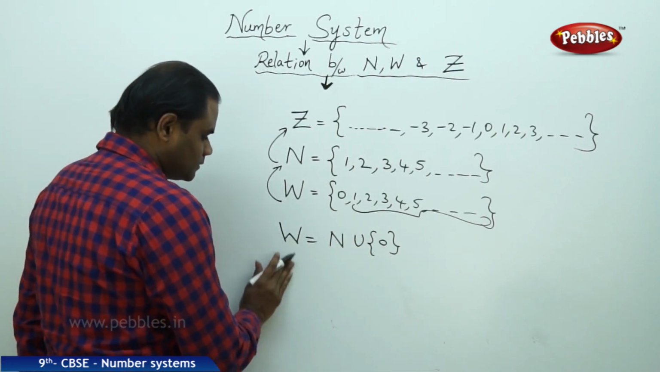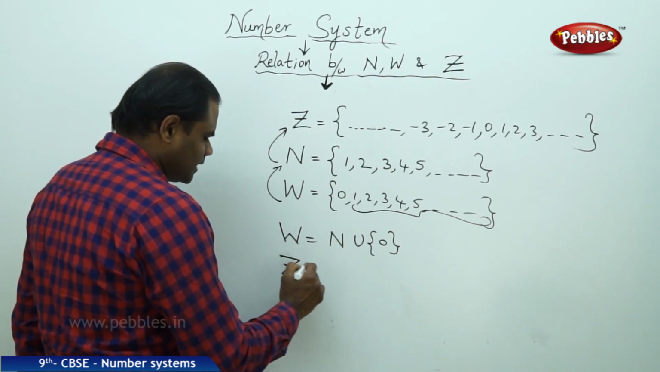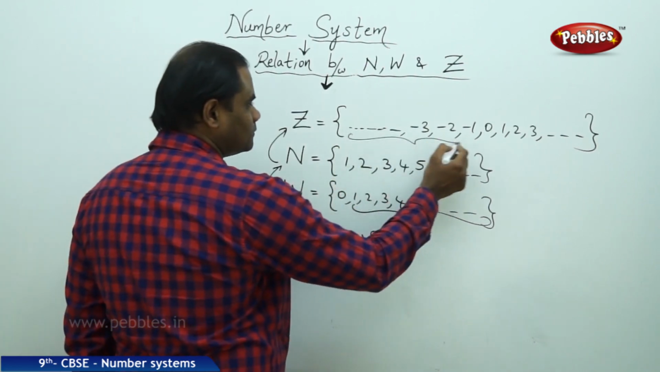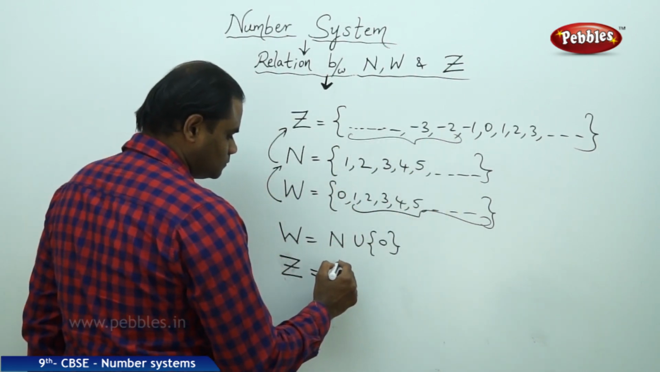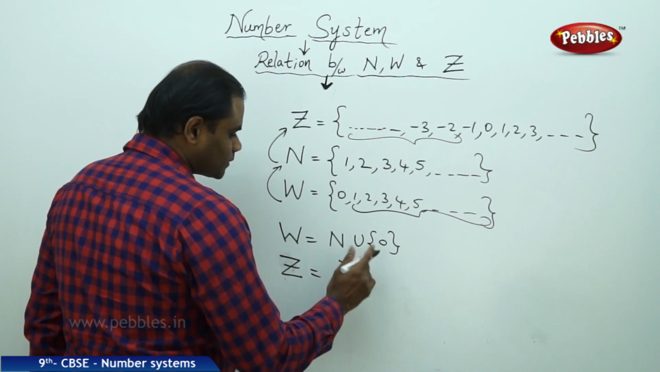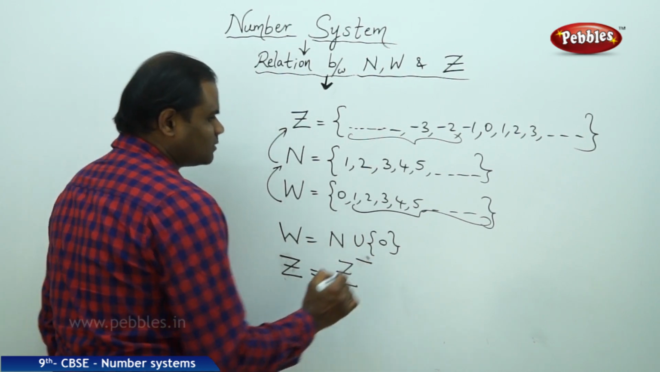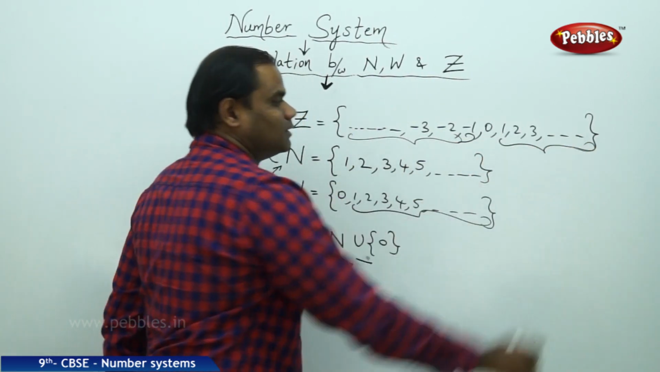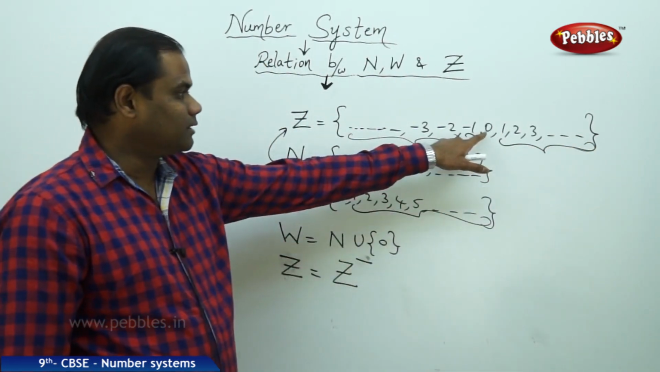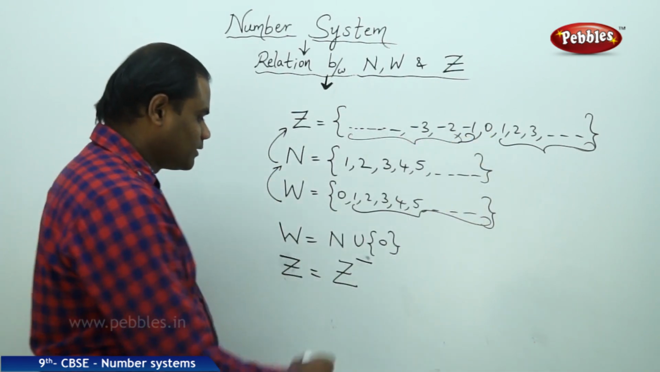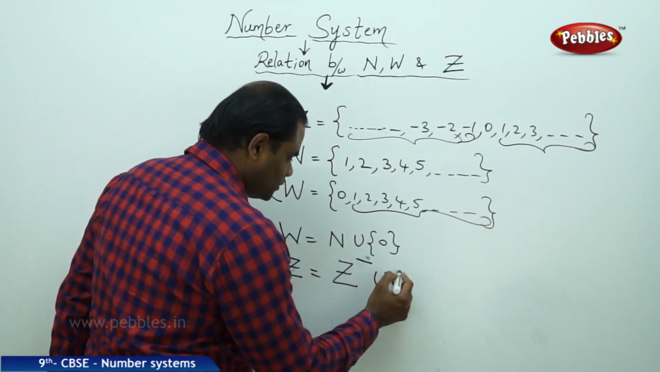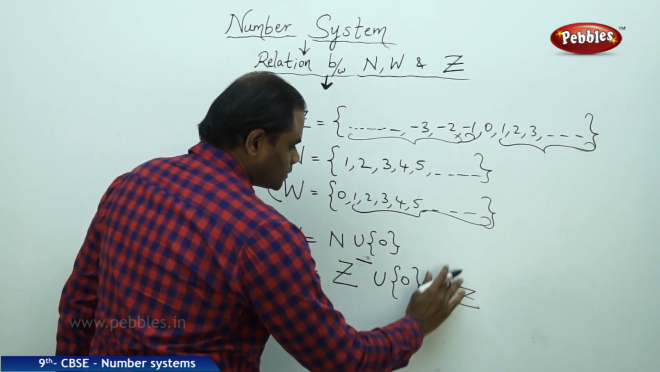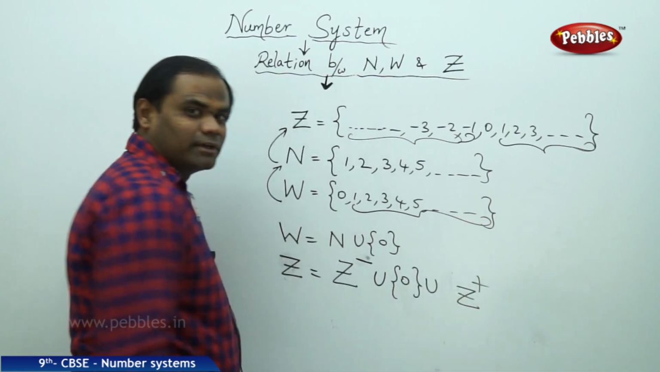And I see the relation between z and w to be all the negative integers, as seen, the first half being the negative integers and the right half being the positive integers, divided by the neutral 0. So I can write this as Z minus union 0 union Z plus is what we get.